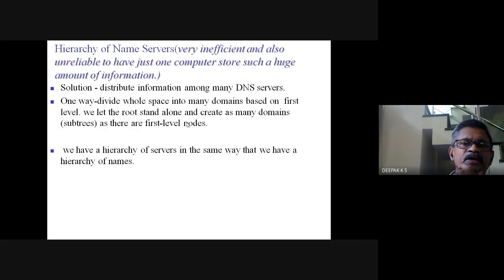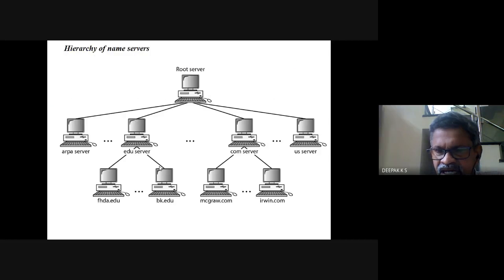One way is to divide the whole space into many domains based on the first level. We let the root stand alone and create as many domains as there are first levels. First level is org, com, gov, etc. So we would have a hierarchy of servers in the same way as we have a hierarchy of names: a root server and all these servers, also in a hierarchy. They will be holding the information for mapping the domain name to an IP address. So when we want to send an email, we have only the domain name, and we need the IP address. That mapping would be available in all these servers which are distributed globally.